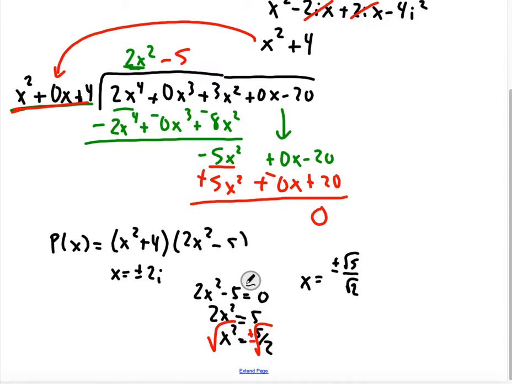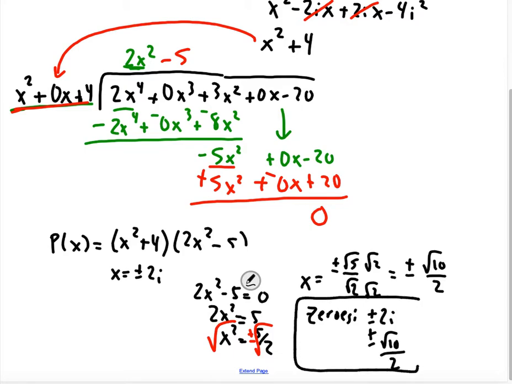We cannot leave a square root in the denominator down there, so we're going to multiply the numerator and denominator by the square root of 2. The square root of 2 times the square root of 2 is the square root of 4, which is 2. So we get plus or minus the square root of 10 over 2. So our zeros are those.